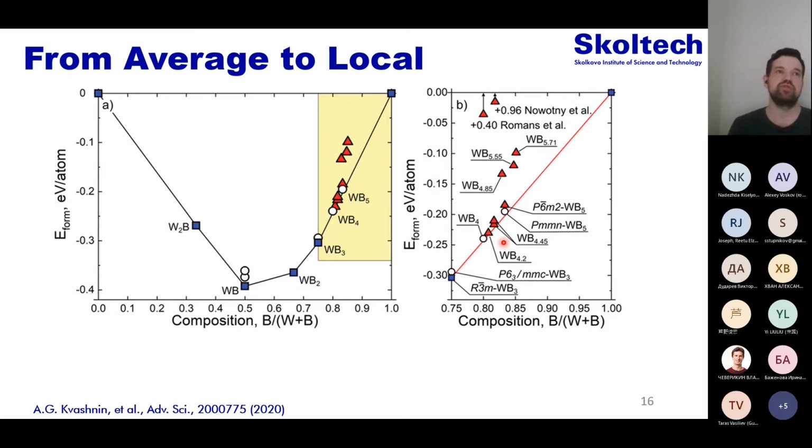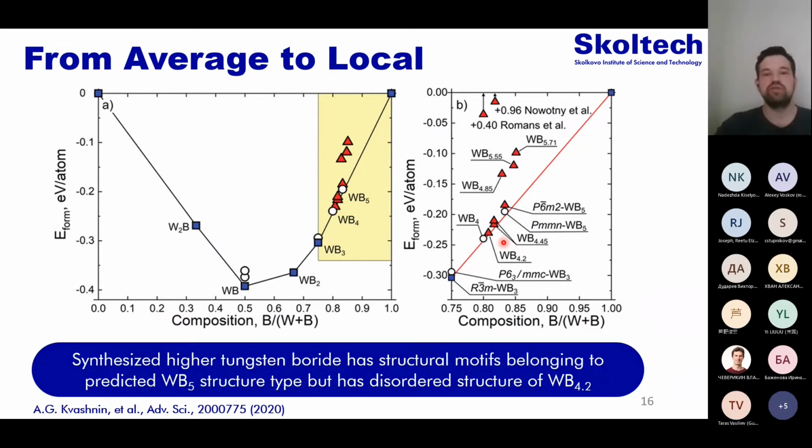But in order to accurately define the composition which we can obtain in experiment, we need to consider a whole range of compositions from tungsten boron 2 to tungsten boron 5. However, from a technical point of view, it is not reliable with DFT calculations, because we need to consider huge supercells in order to consider different compositions.